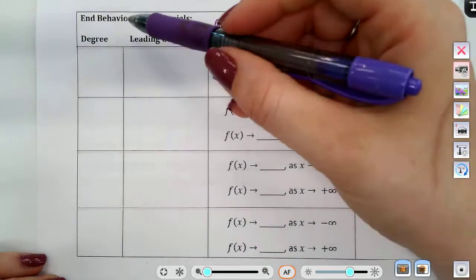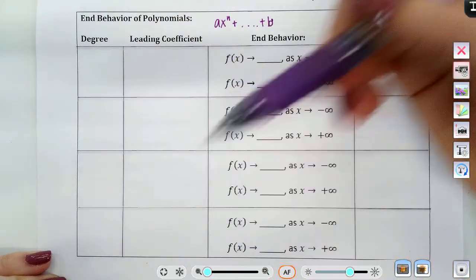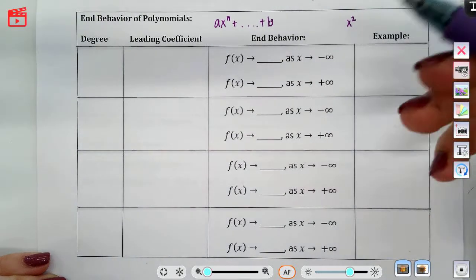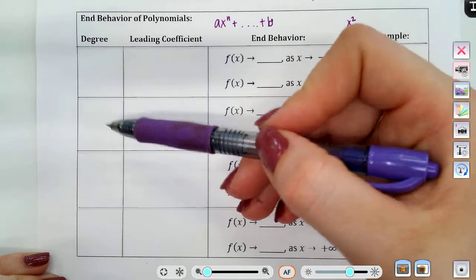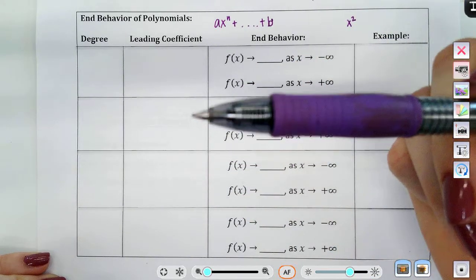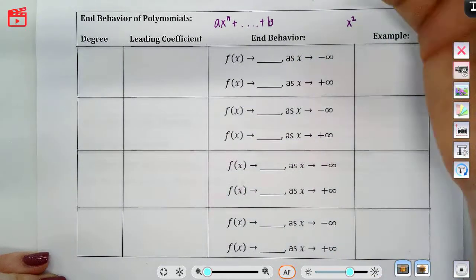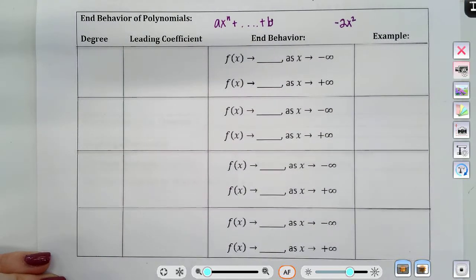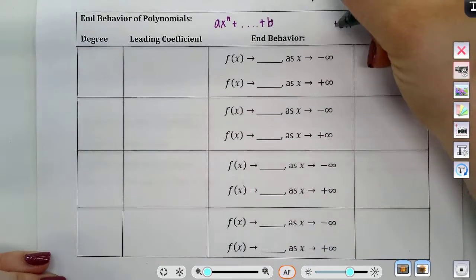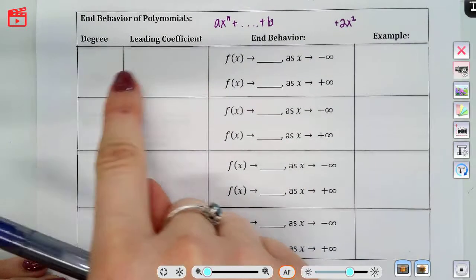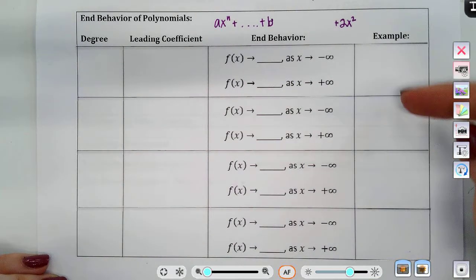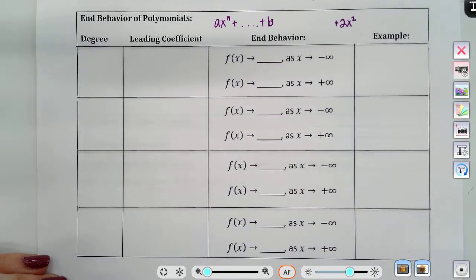We're going to look at the degree of the polynomial. For example, for x squared, the degree would be 2, positive. We're going to look at whether the degree is even or odd. And then we're going to look at the leading coefficient of our polynomial. For example, negative 2 would be a negative leading coefficient. We could also have positive 2. Those are the main two things we're going to look at to help us decide the end behavior of our graph. Then I'll give you an example of what those end behaviors look like and a function that we use.